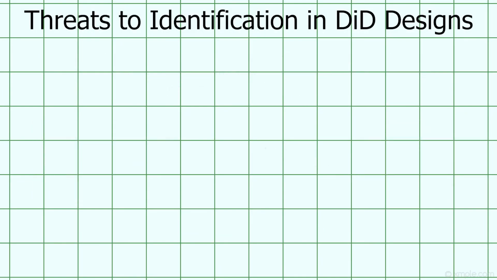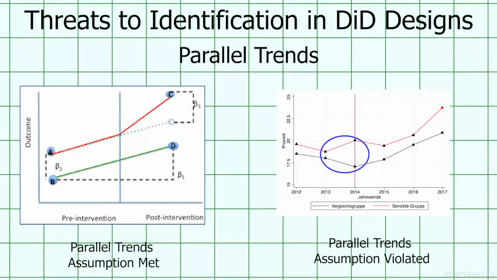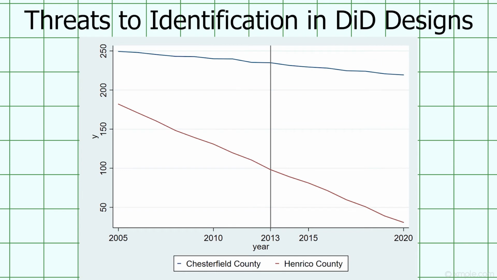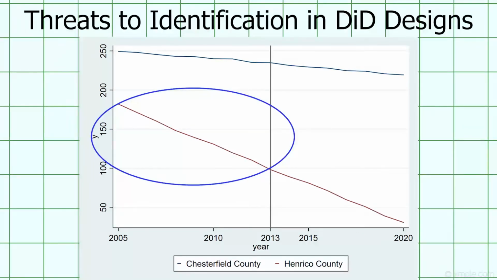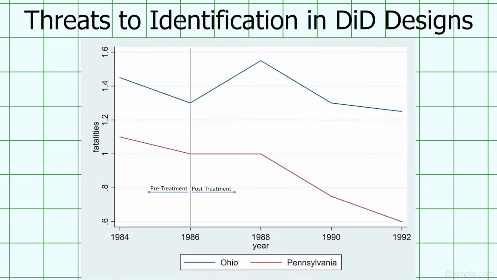How can we know if our control units are good counterfactuals? The key feature we're looking for is called parallel trends. We want the paths of the outcome variables in the pre-treatment period to be parallel. Going back to our pineapple on pizza example, it's clear that the parallel trends assumption is being violated. Murder is decreasing much faster in the control county than in the treated county in the pre-treatment period. So we can't trust our results from difference in differences. If we take a look at our graph from our speed limit example, we can see that the parallel trends assumption is much closer to being met.